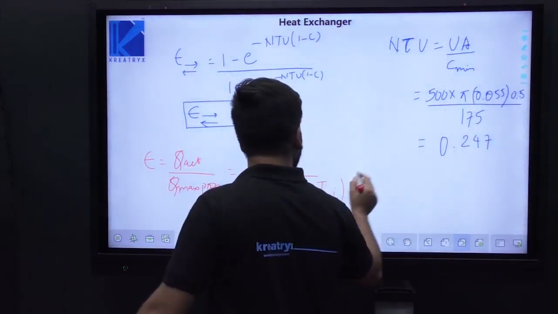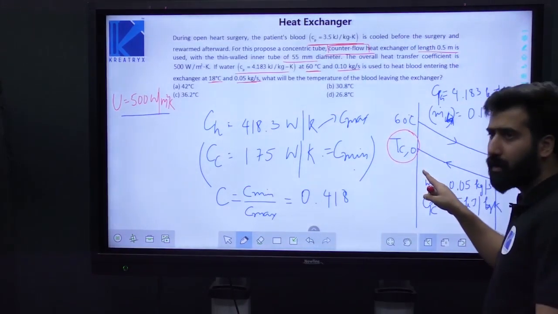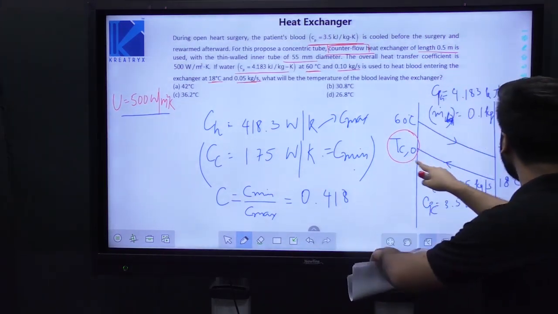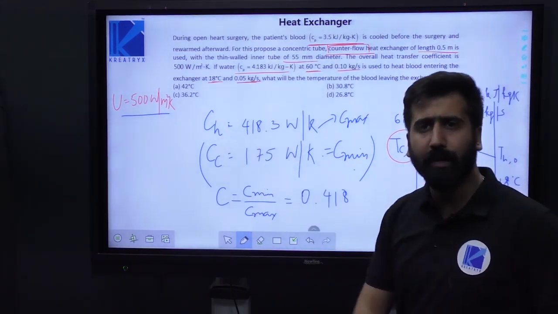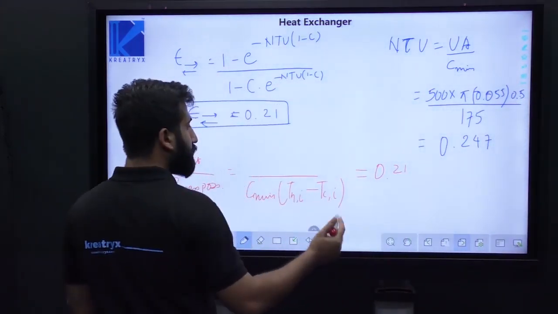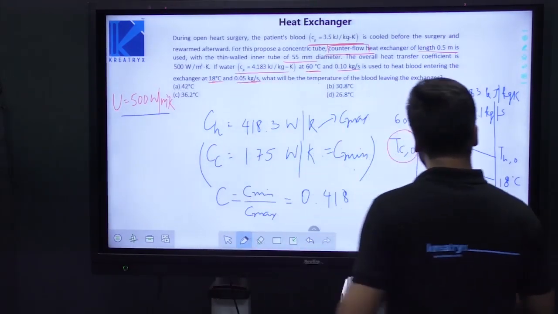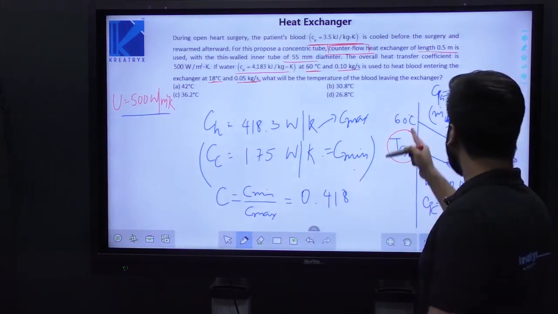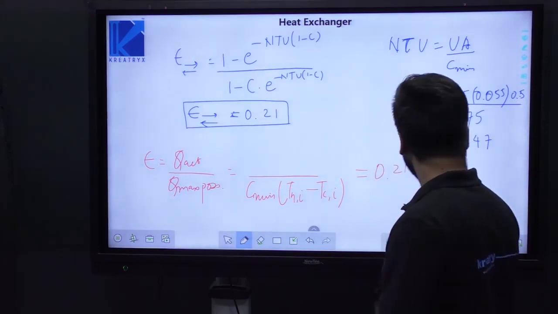So this is equal to 0.21. If I have to find TCO, I will be using the terms containing TCO and TCI, that is the heat gained by the cold fluid, because this will be the only variable remaining, that is TCO. If I use the term m dot h Cph (THI minus THO), what will be its use? It will be of no use to me because I have to find TCO.